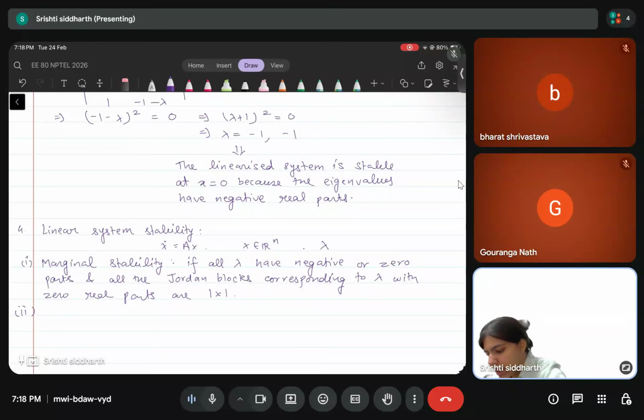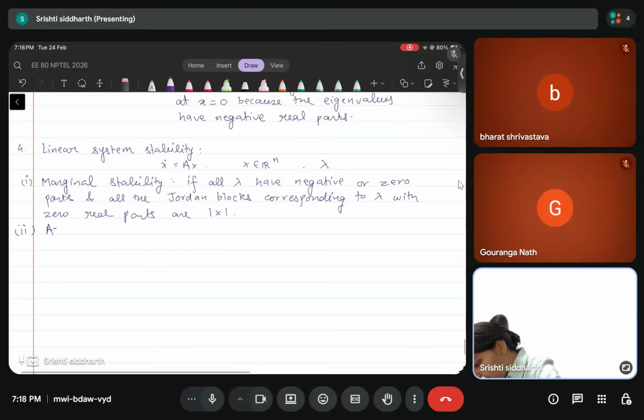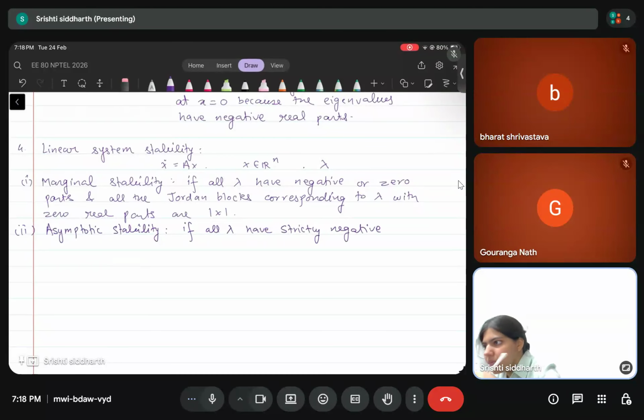Okay, then we have asymptotic stability. All eigenvalues have negative real parts. All eigenvalues have strictly negative real parts.